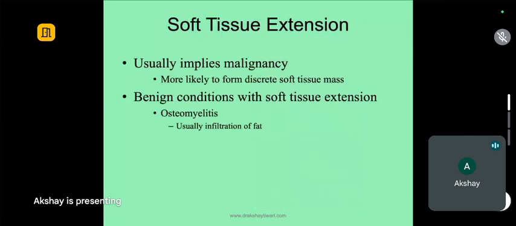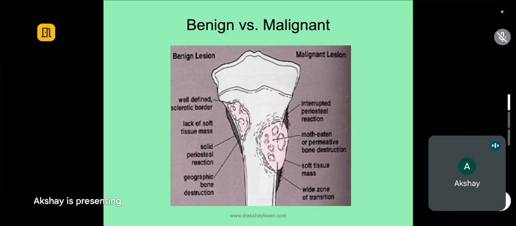And the last thing, after you have described your pattern of bone destruction, then you come to cortical destruction or not, then periosteal reaction, then tumor matrix, and then soft tissue extension. If there is soft tissue extension, it's usually malignant or at least very aggressive. Fine. So if there is no soft tissue component, you can say it's a benign lesion.